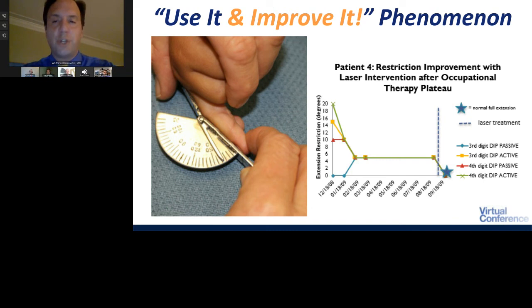And she does need touch-up surgeries. Every now and then, she will come back to Children's Hospital and get a touch-up surgery. But the point is, this is not use it and lose it. This is a use it and improve it opportunity.